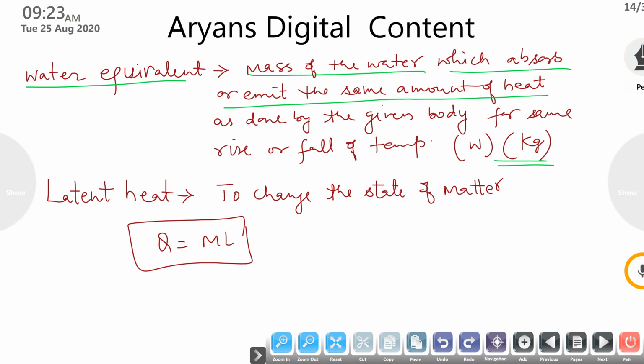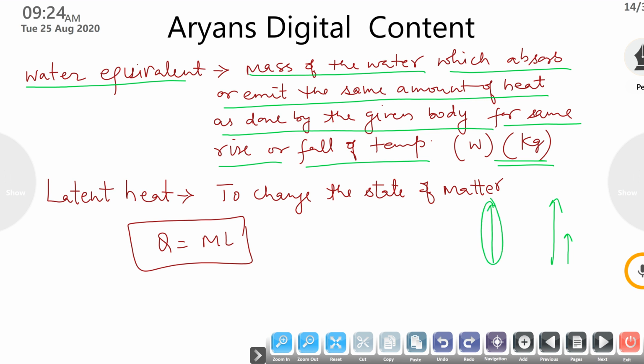So, the mass of the water which absorbs or emits the same amount of heat as the given body, for the same rise or fall in temperature. Means if there is an object which gains temperature by getting some amount of heat, similarly for the water we have to take that amount of water, that mass, so that it also gets the same energy and the same increase in temperature.